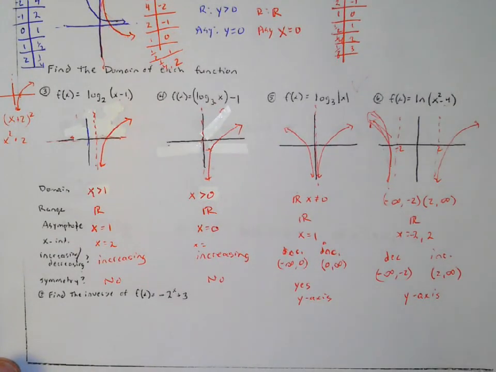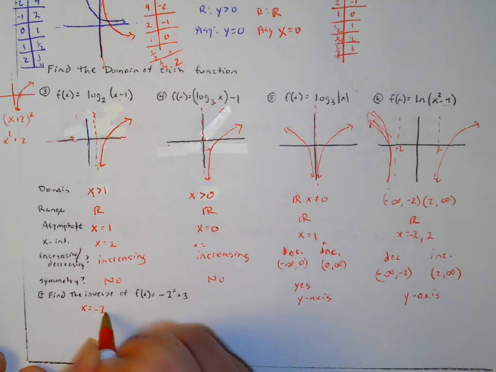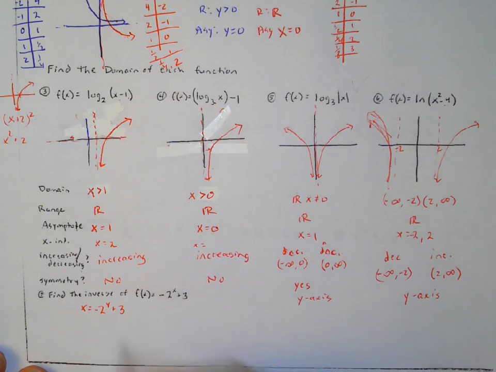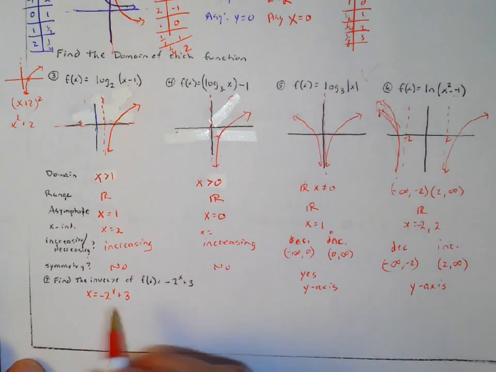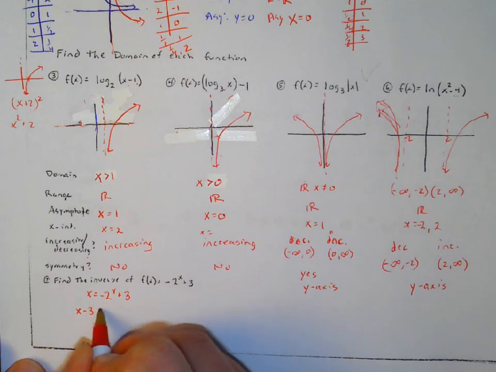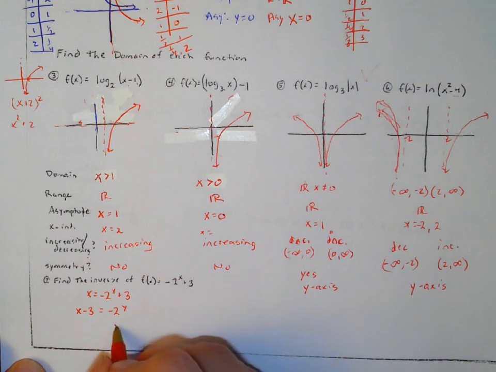Last problem here we want to work on. It says find the inverse of this equation. Once again, to find the inverse, we want to switch the x and the y. And then we want to solve for that y. So to solve for that y, I'm going to subtract that 3 over. I'm going to divide by the negative 1.